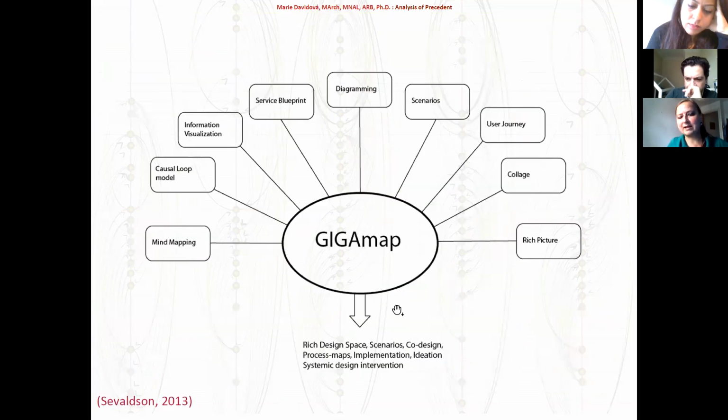What you will be doing in this module is gigamapping. You've already seen some brief introduction about gigamapping. You will be working collaboratively, but again, having your expertise within the areas, which will be mainly based on your interests. So gigamaps can involve mind mapping, closed loop model, information visualization, service blueprint, diagramming, scenarios, user journey, collage, rich picture, also timelines. You can be very creative, and you can combine many of the diagramming strategies.